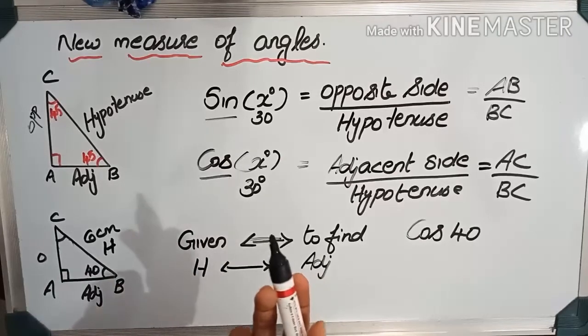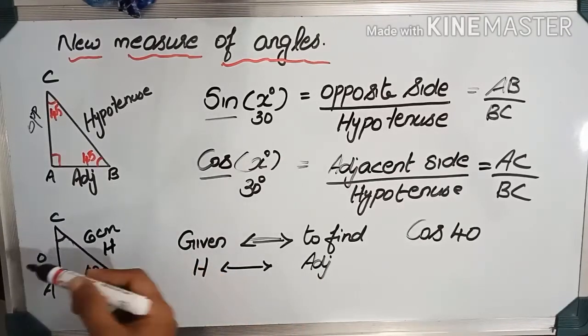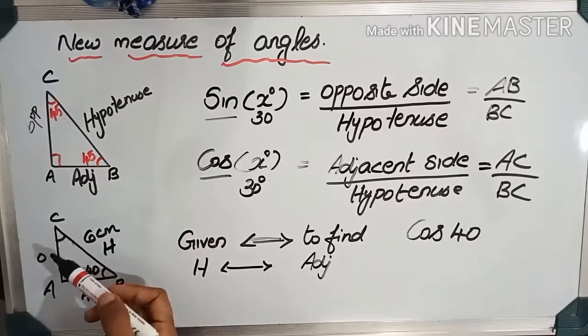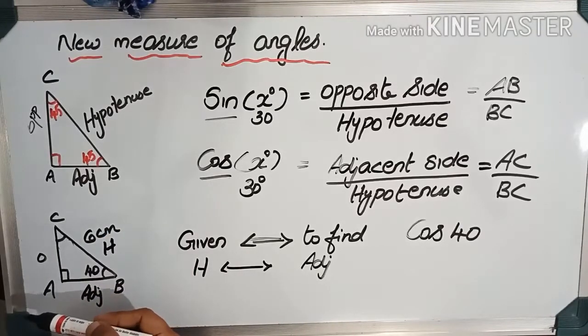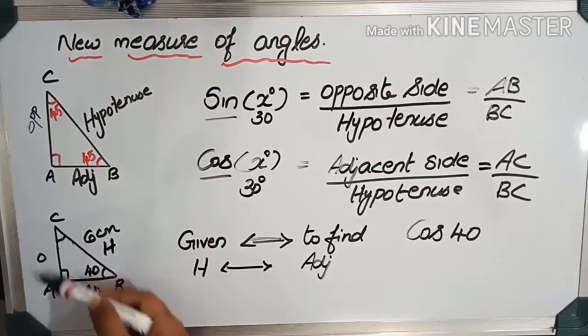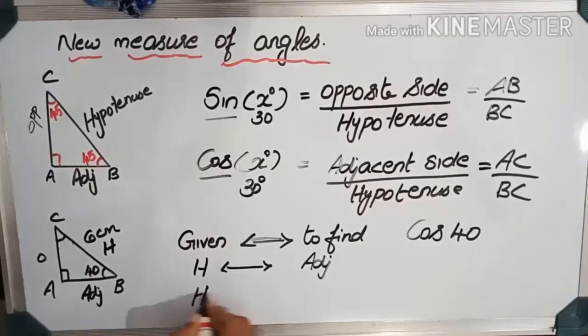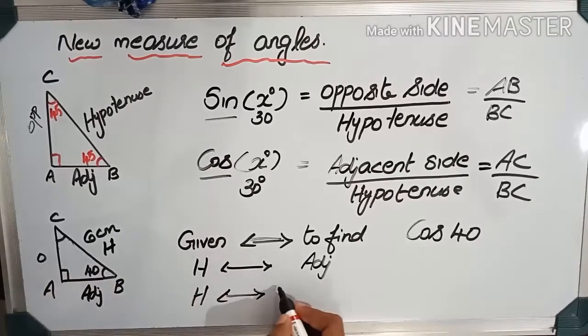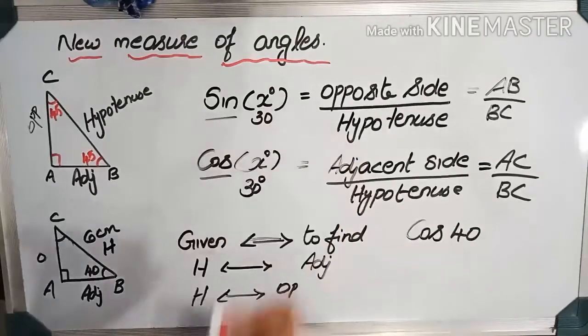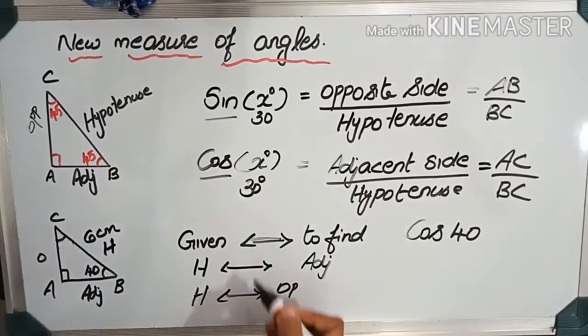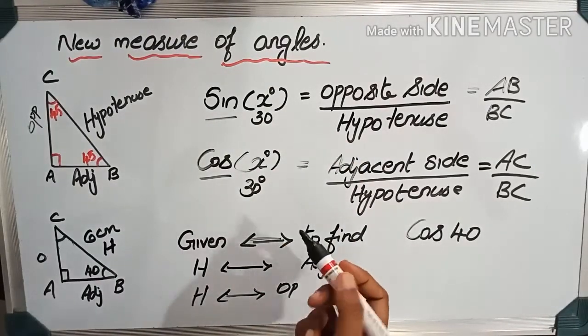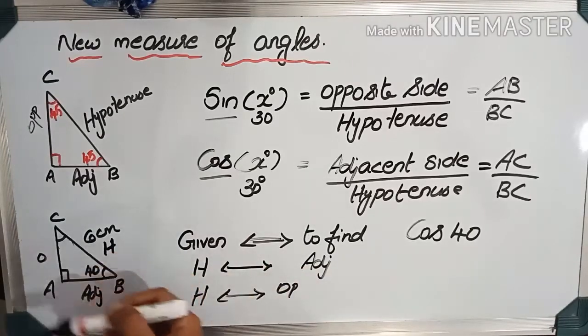If the question is to find the opposite side, if the question is to find the height of this triangle, height, then hypotenuse is given and the measurement to find is opposite. If we have to find the opposite side and the hypotenuse is given, then you can apply sine. Like this you have to choose which one to consider in order to find the values.